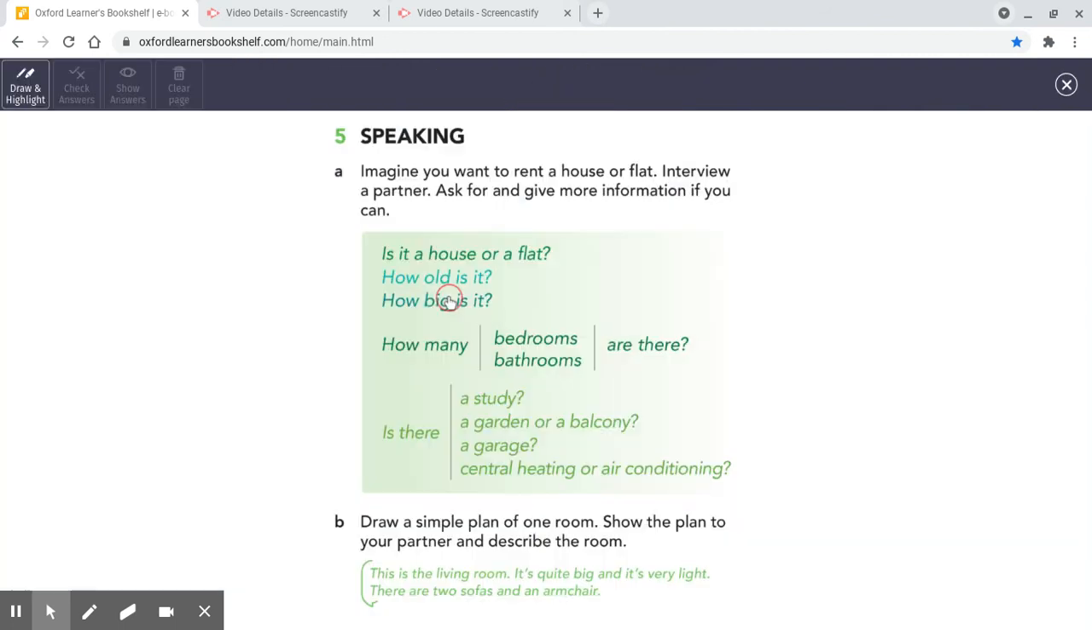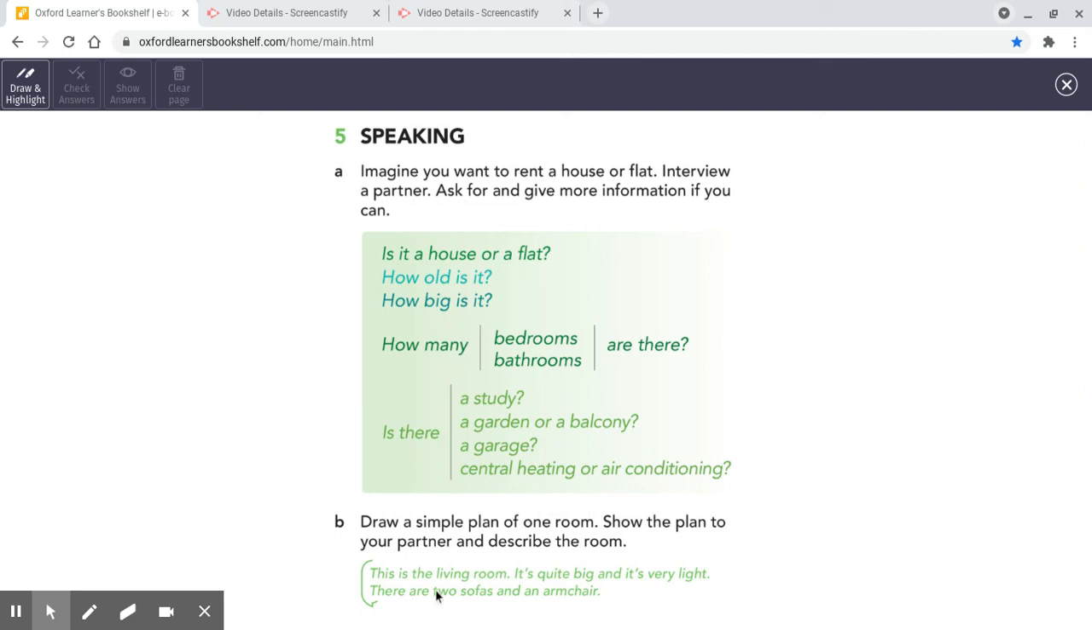You can ask your partner when you're speaking, do you live in a house or a flat? How old is it? How big is it? How many bedrooms are there? How many bathrooms are there? Is there a study? Is there a garden? Is there a balcony? Is there a garage? Is there central heating? Is there air conditioning? There's never air conditioning. Okay.